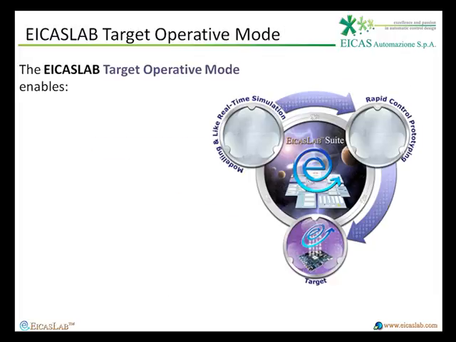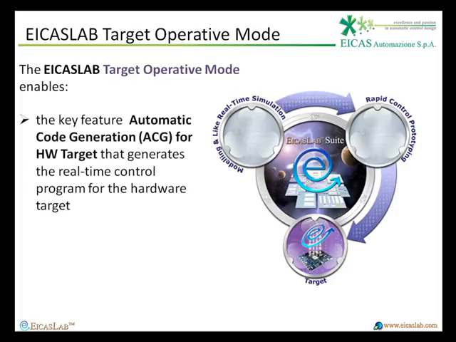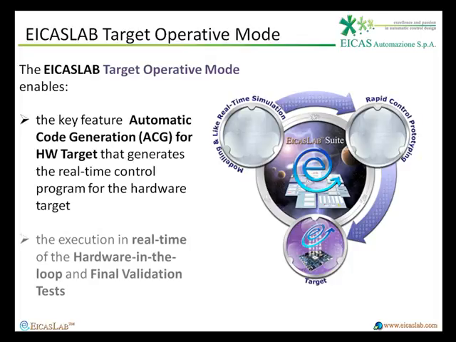The EICASLAB target operative mode enables the automatic code generation for hardware target key feature, that we will also simply call ACG for hardware target, that generates the real-time control program for the hardware target, and the execution in real time of the hardware in the loop and final validation test.